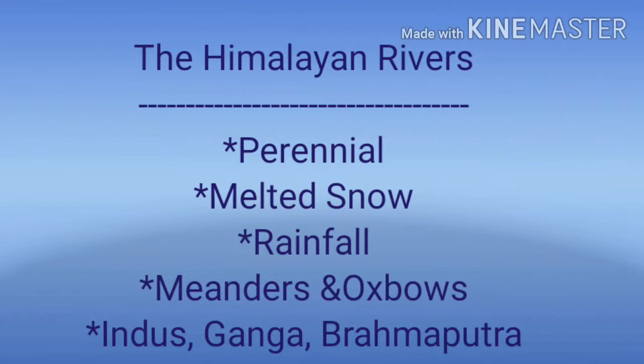Yes, the Himalayan rivers are the rivers which have their source from the Himalayas. Most of the Himalayan rivers are perennial, which means they have water throughout the year. Students, these rivers receive water from rain as well as from melted snow from the high mountains. The Indus, Ganga, and the Brahmaputra are the major Himalayan rivers. They originate from north of the mountain ranges.